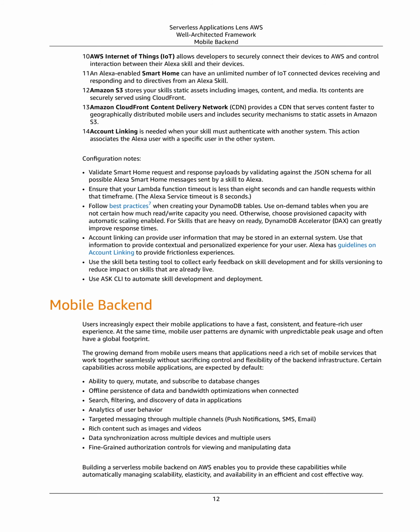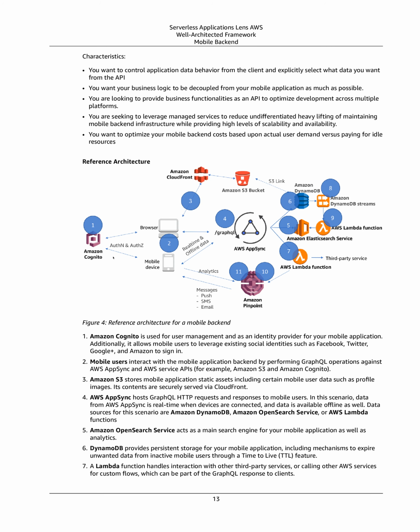Building a serverless mobile backend on AWS enables you to provide these capabilities while automatically managing scalability, elasticity, and availability in an efficient and cost-effective way. Characteristics. You want to control application data behavior from the client and explicitly select what data you want from the API. You want your business logic to be decoupled from your mobile application as much as possible.